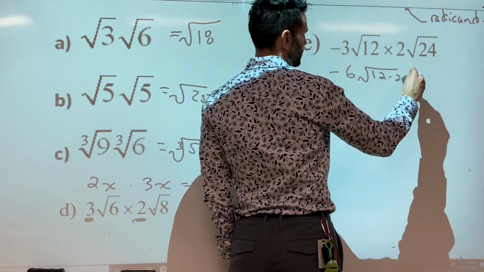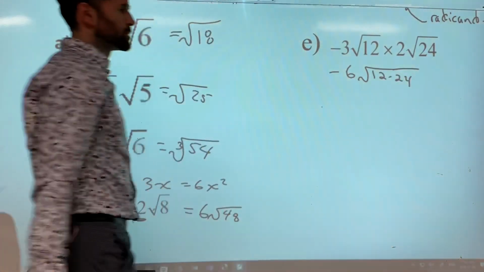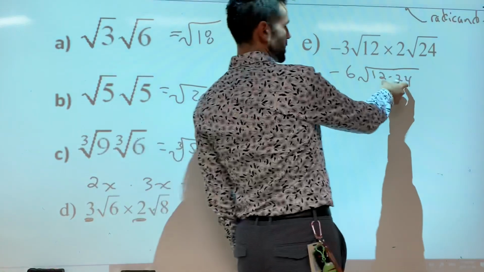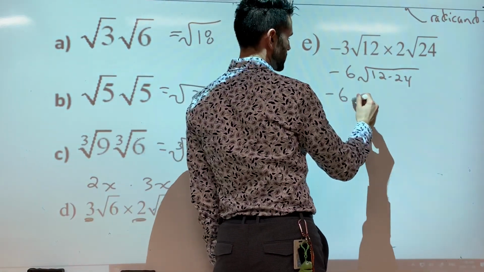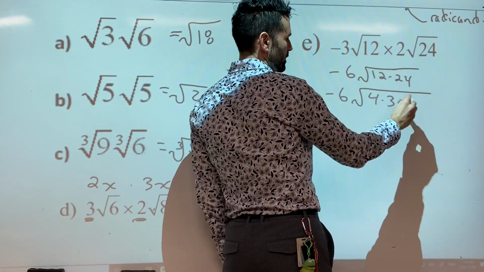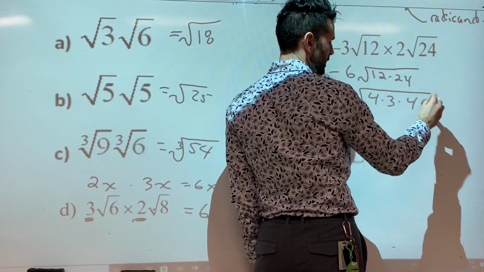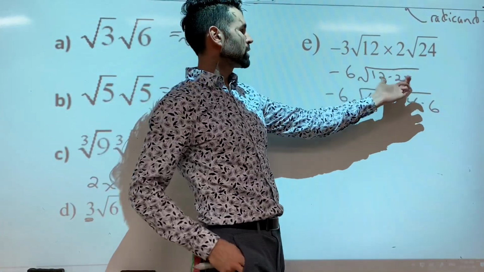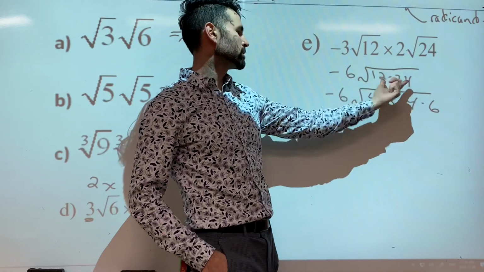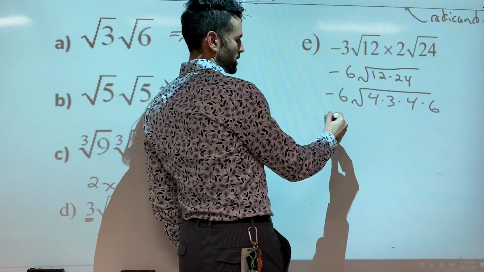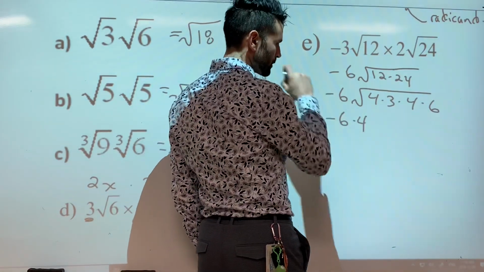Just to address your question, Kevin, if we were reducing, let's reduce this one. This time I'm not going to multiply them together because I don't want to make it more complicated. I'm actually interested in reducing and getting an answer. So I'd say, well, 12 is 4 times 3. 24 is 4 times 6. So I brought them in underneath the same square root. And now I'm going to say, square root of 4 is 2, square root of 4 is 2. So I'm going to go negative 6 times 4.